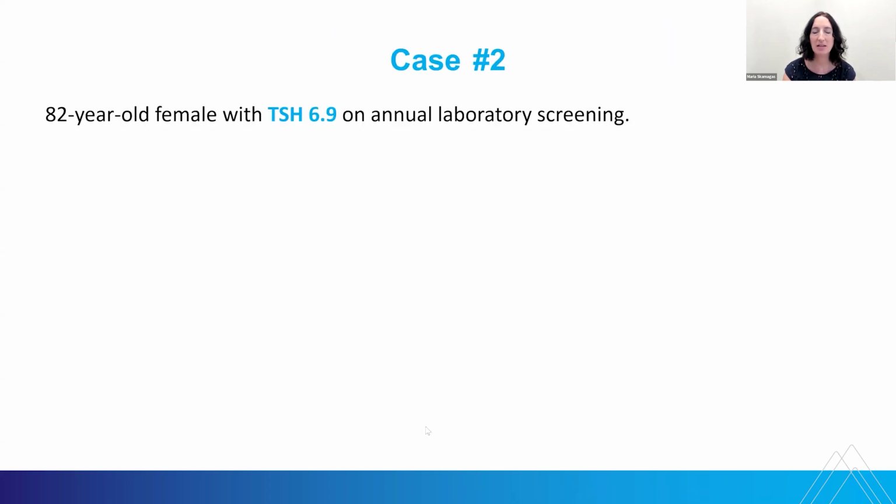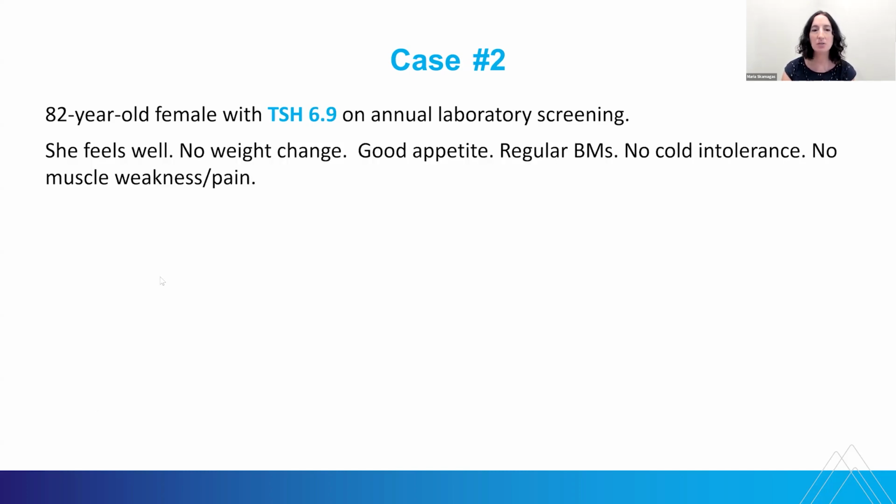So case 2, you have an 82-year-old female with a TSH of 6.9 on annual laboratory screening. And so we know that Medicare does cover screening with a TSH in the elderly. Again, it's a common condition in the elderly, and it is supported by Medicare to screen with a TSH. And so we have this mildly elevated TSH in this patient who feels well.